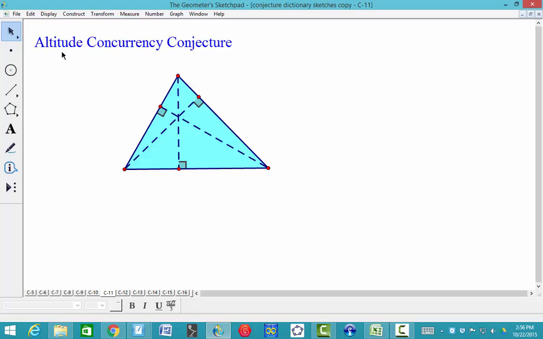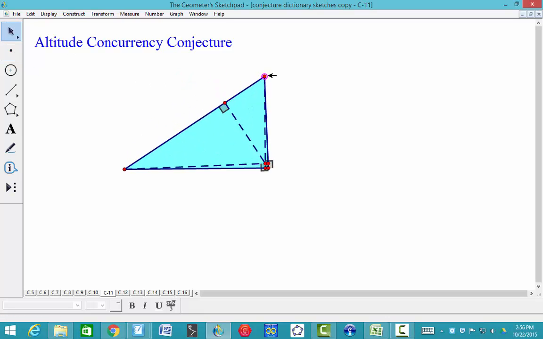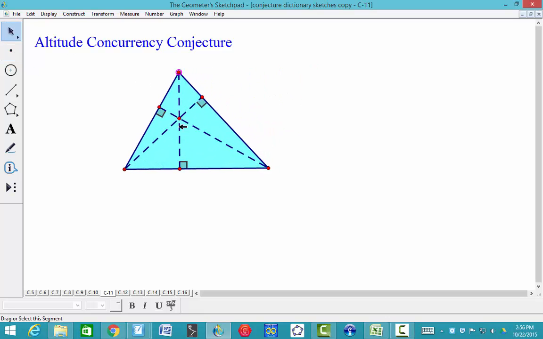Conjecture number 11, the altitude concurrency conjecture, also states that those 3 will always meet at a point, no matter how the triangle is moved here. So those will always meet at one point.